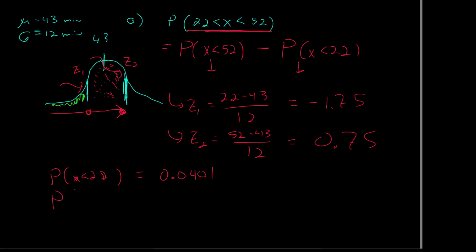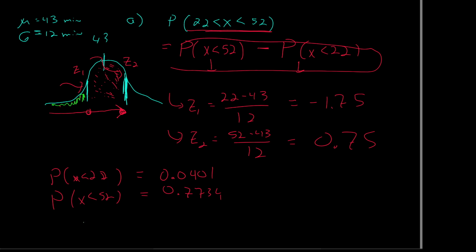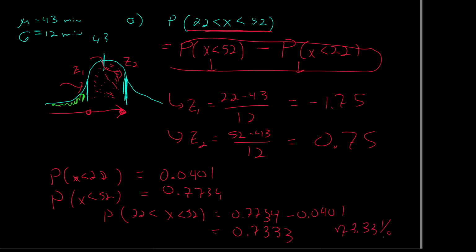And the probability of x being less than 52 was 0.7734. And so using this relationship, finding the area between the curve by subtracting the two, I find that the probability of a shopper spending between 22 and 52 minutes in a store based off of the survey results is, I subtract these two, and its probability is 0.7333, or 73.33%. And so that's the chances that they'll be in the store in that period of time.